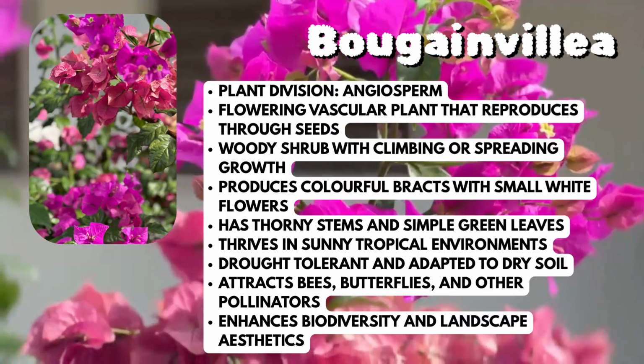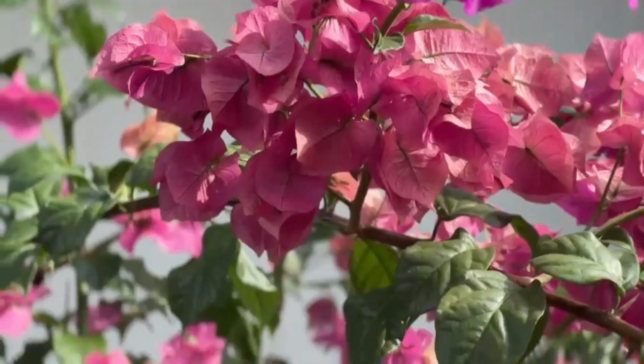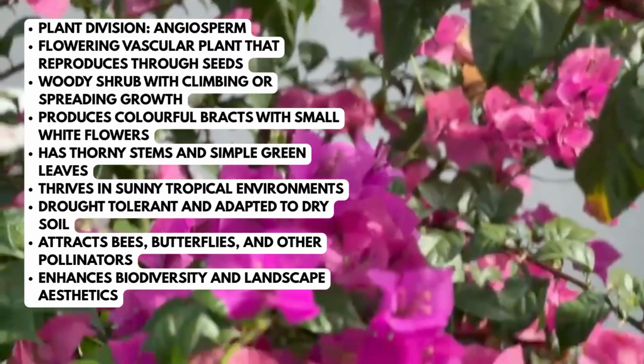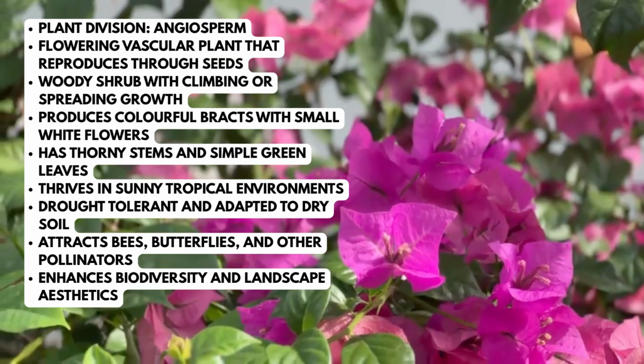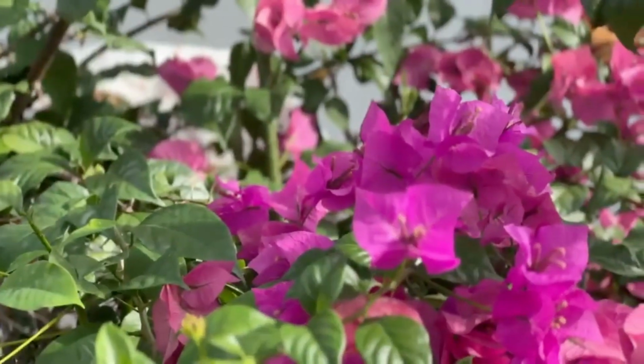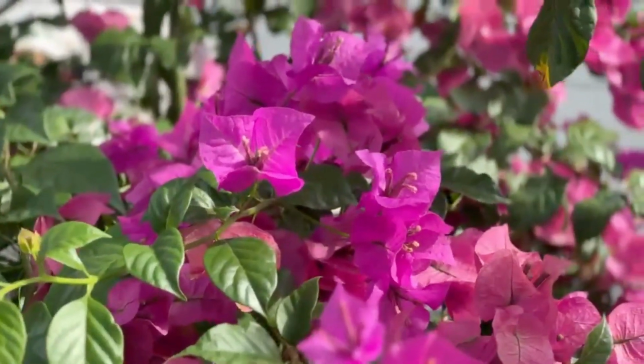This is Bougainvillea spectabilis found around Cafe Triabakti Fajapermai. It belongs to the angiosperm division because it is a flowering plant that produces seeds. The shrub has colorful bracts, thorny stems, and green leaves. It attracts pollinators, provides shelter for insects, and beautifies landscape areas.